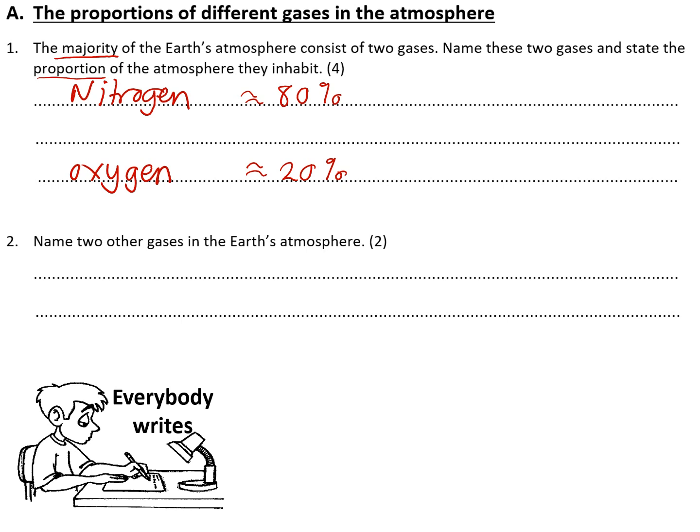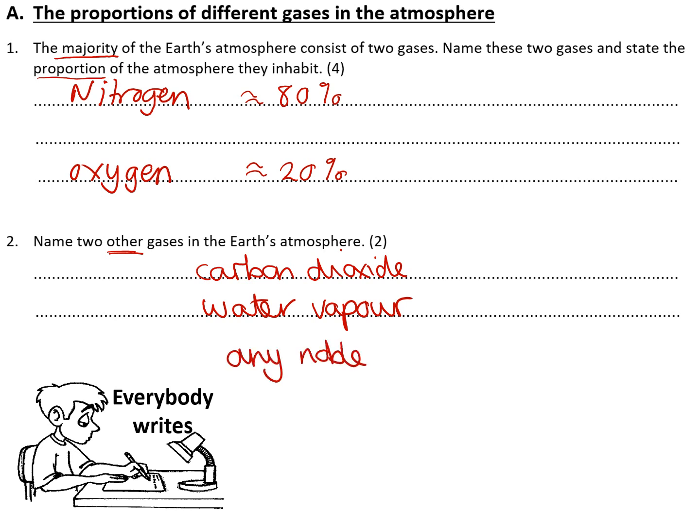Then we go on to two other gases, so we can have any two gases that aren't nitrogen and oxygen that you'll find in the air, so carbon dioxide, water vapour, or any noble gas, so any of the inert gases, so any in group 0.